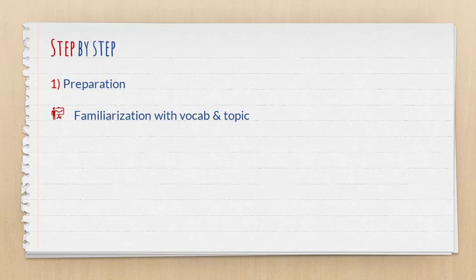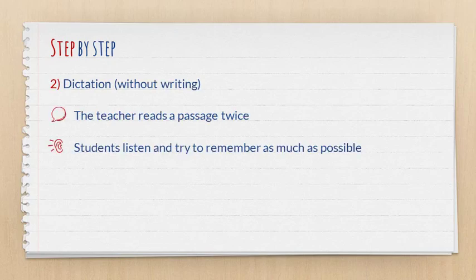So let's go step by step. Step 1 consists of preparation. The instructor helps the learners become familiarized with the vocab in the topic of the paragraph that the instructor will read. In step 2, here's the dictation part, but it's dictation without writing. The teacher reads a passage twice. The students are supposed to only listen and try to remember as much as possible.